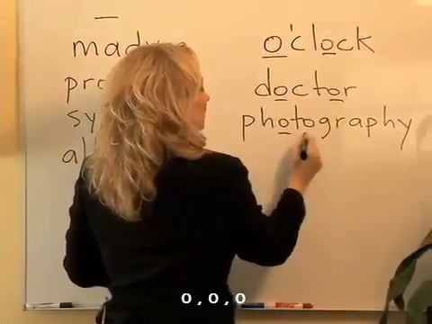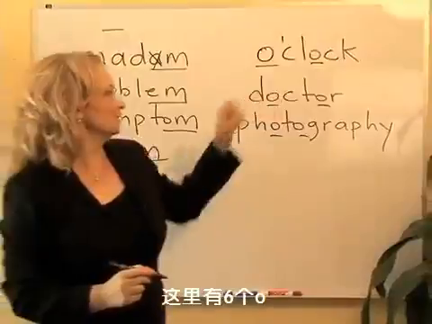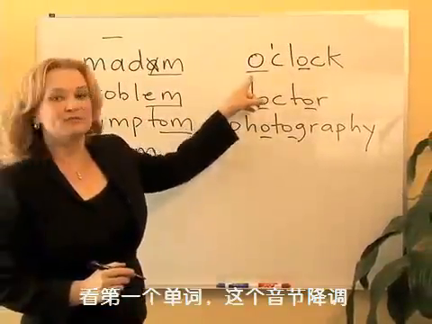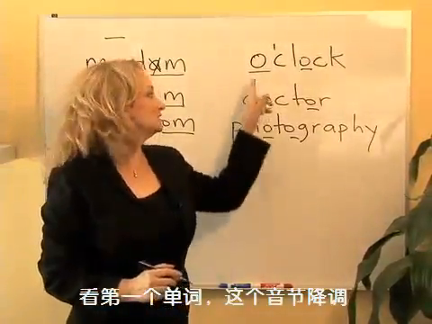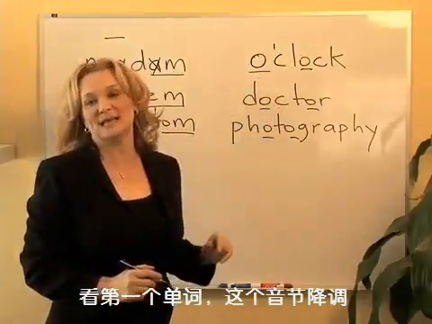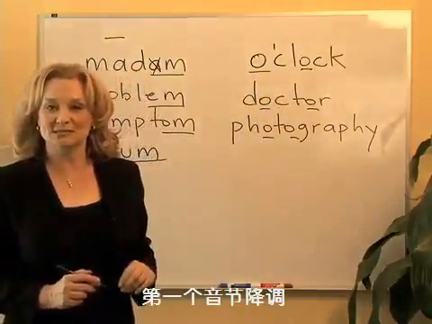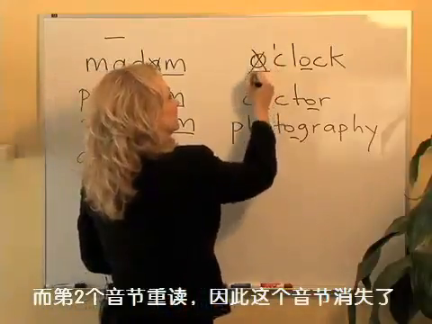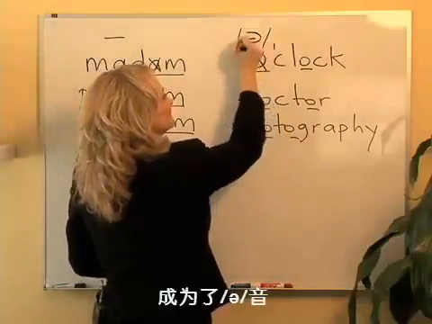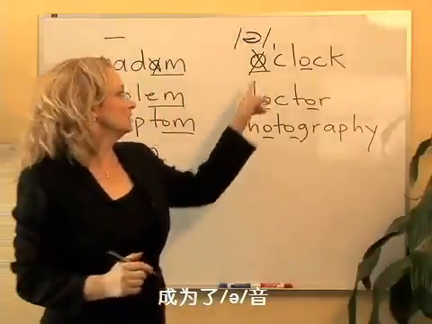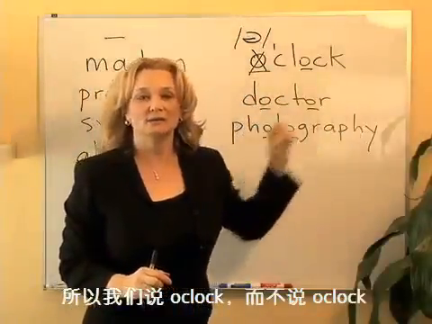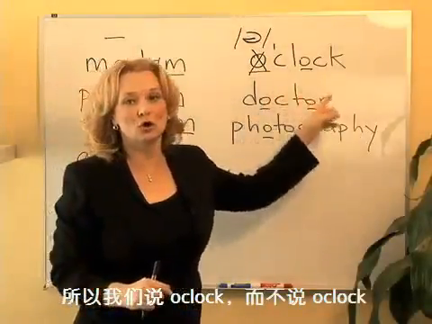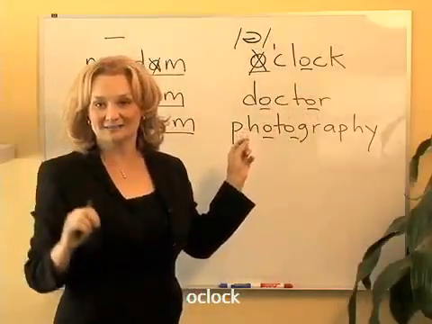There are 6 O's here. Look at the first word. The first syllable is reduced. The second syllable is stressed. So this one disappears and becomes this sound, so we say o'clock. We don't say o'clock with a full O. We say o'clock.